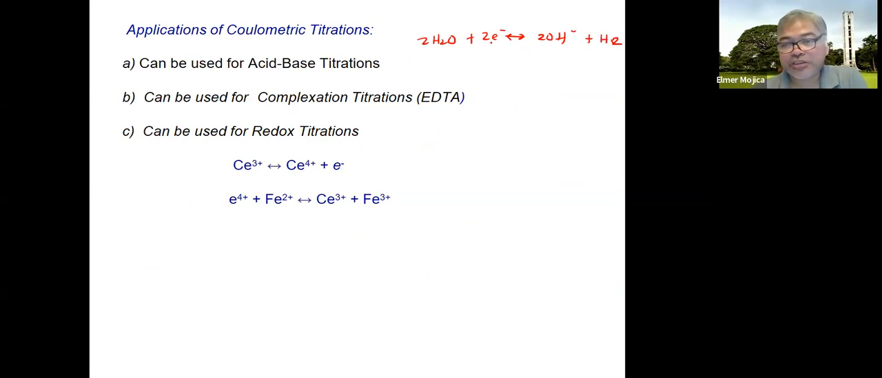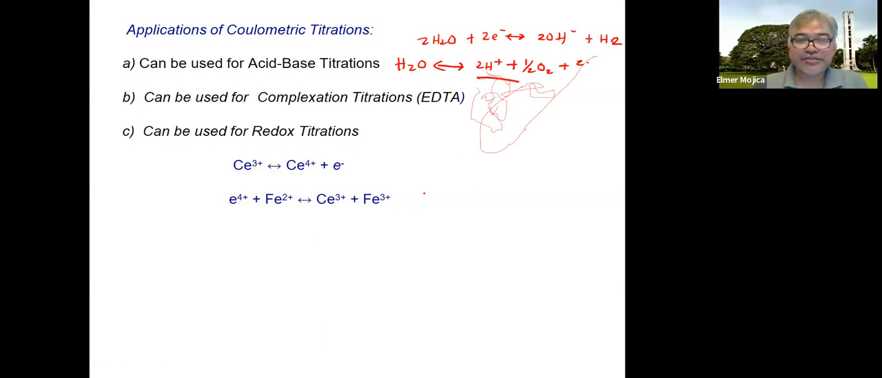So this, what happened to water here? Oxidized or reduced? Okay, so this is reduced. Or you can also have water that is, we could say, oxidized. So what you have here, okay, there's a titrant generation reaction.